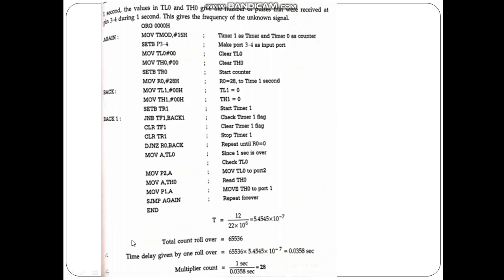And this program should repeat continuously, or it has to get executed continuously. Hence the jump again instruction is used, so that it will come back to the main program. So please note this program. Here we are using both timer 1 as well as timer 0 in timer and counter mode respectively.